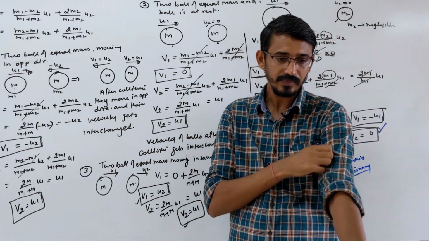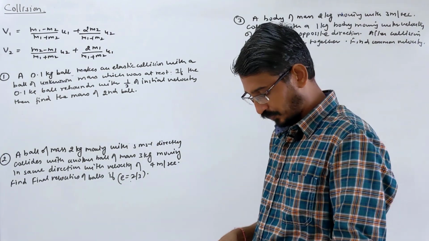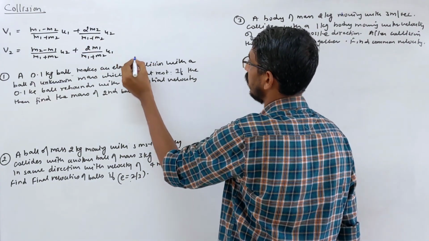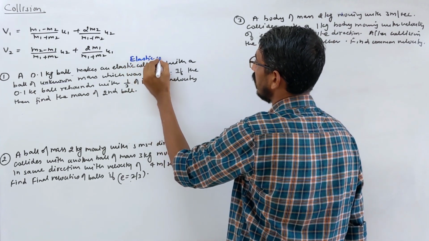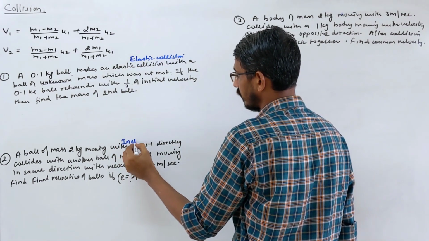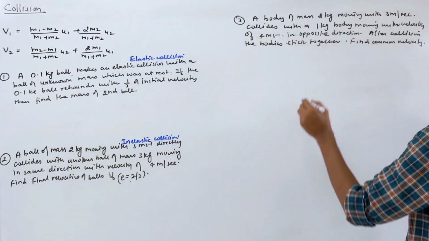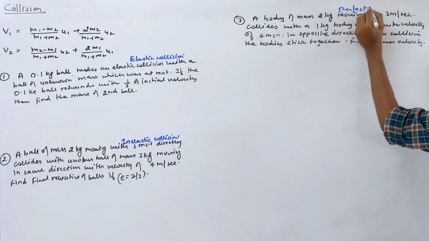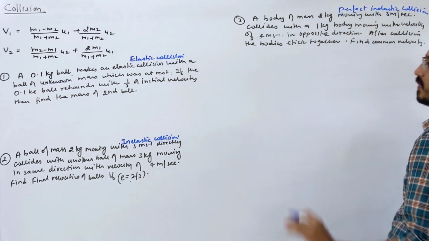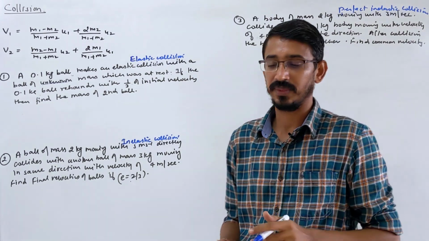We're doing a few more problems based on finding the final velocities. Here I took 3 examples. The first example will be based on elastic collision. This is the example of elastic collision, this will be based on inelastic collision, and this is the example of perfect inelastic collision. So all 3 types of examples I took here, and I already told you that in perfect inelastic collision the bodies stick together and move.